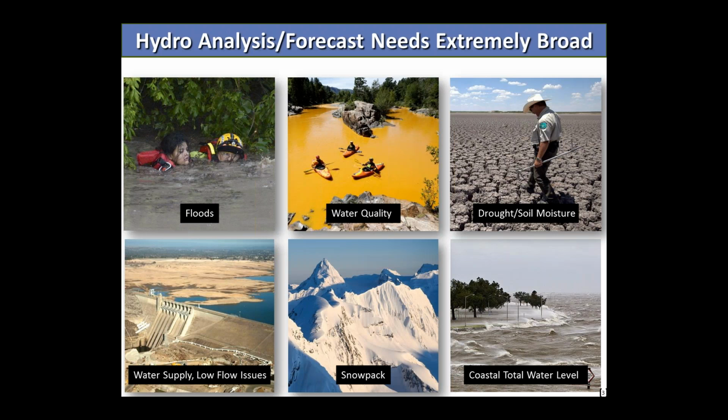Okay, so we all know that the hydrologic analysis and forecasting needs are extremely broad. They're not just limited to information about floods, but we also need information about droughts, water quality, snowpack, coastal total water level, which would be the combined influence of flooding fresh water coming out of the rivers combined with maybe incoming storm surge from a hurricane. That kind of produces a greater flooding event. We also need to know about water supply and low flow issues. So it's quite a broad spectrum of issues that we really need some critical guidance on.